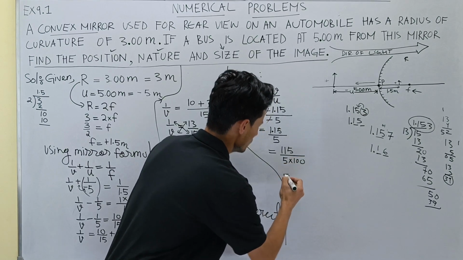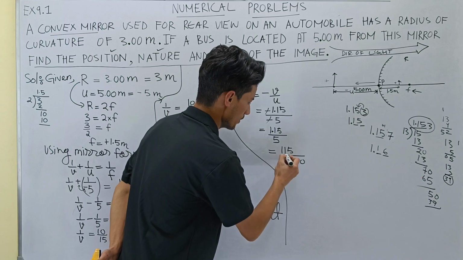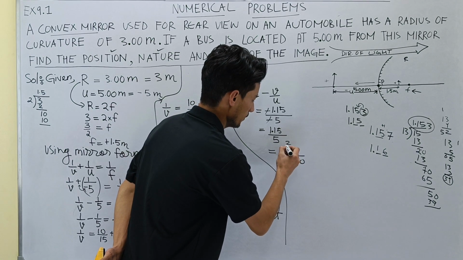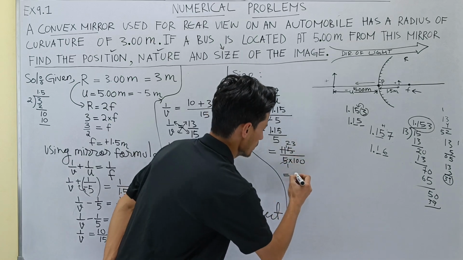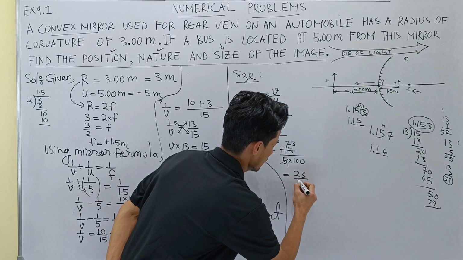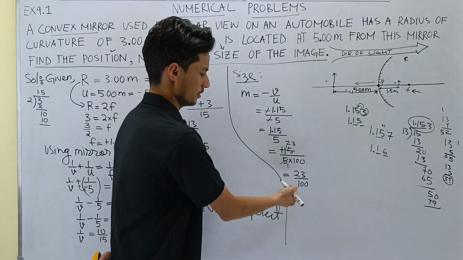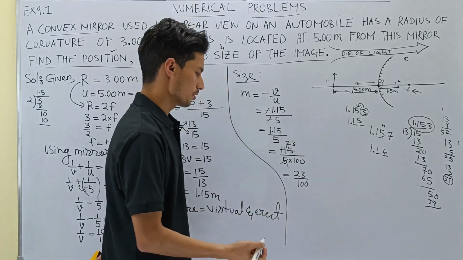So we can cut this. 5 ones are 5, 5 2s are 10, 1 in hand, 5 3s are 15. So you are left with 23 by 100. Now we have to divide this. Since the denominator is 100, we don't need to divide.